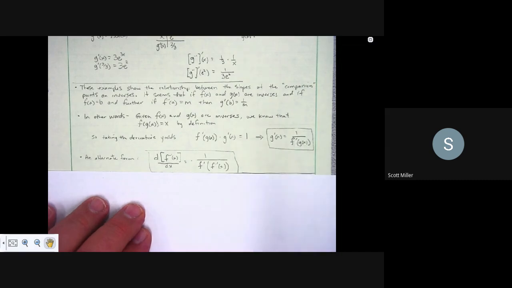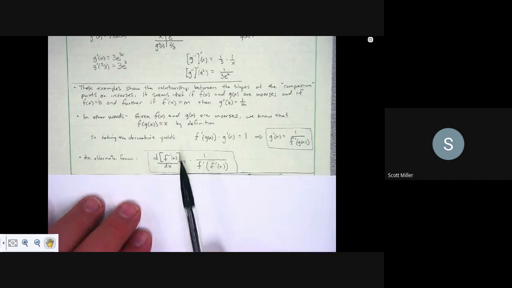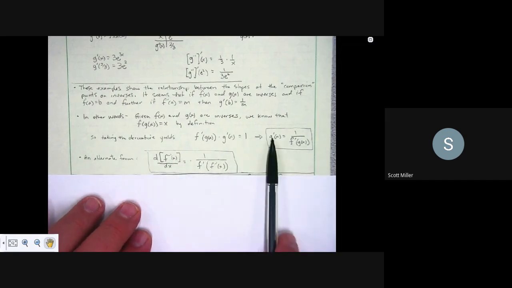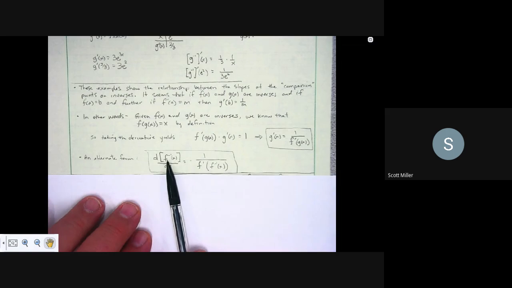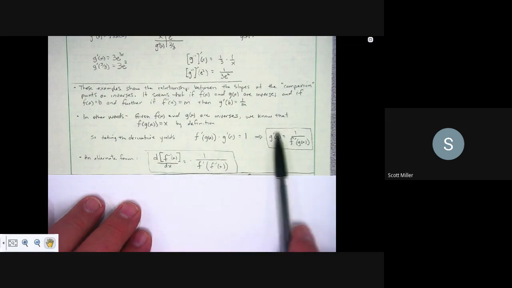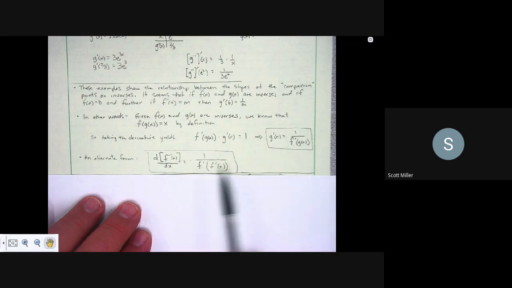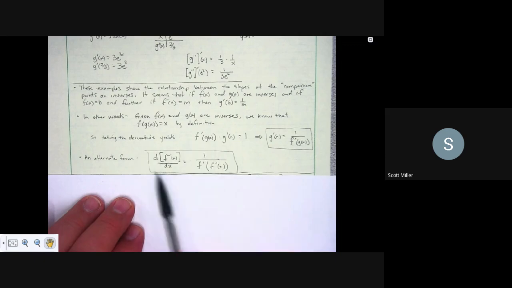For me, sometimes I want to keep it straight in my head. I will change the g stuff to actually represent the inverse function of f. So this is written as the derivative of f inverse of x. That's this, because g is the inverse of f, equals 1 over f prime, and then g is the inverse of f. Okay? So this is the alternate form that I use.